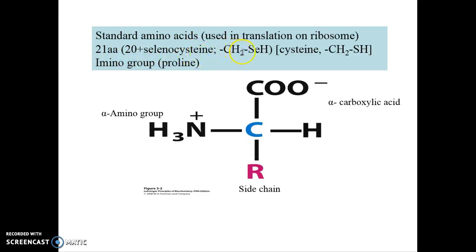Selenocysteine has selenium in the position of the sulfur of cysteine. These amino acids share three things: an alpha carboxyl group, an alpha amino group, and lastly a hydrogen atom. They may differ in the side chain.